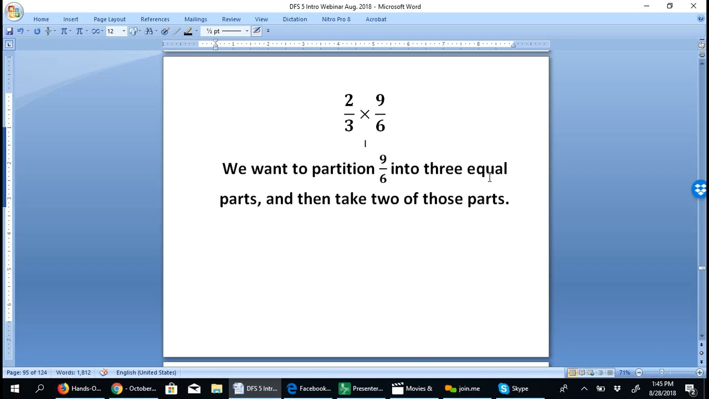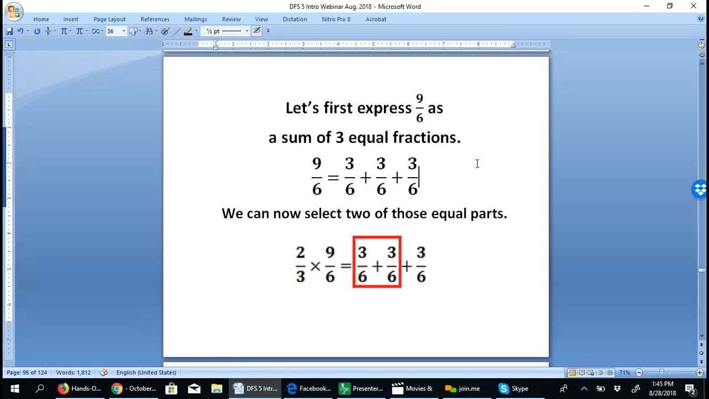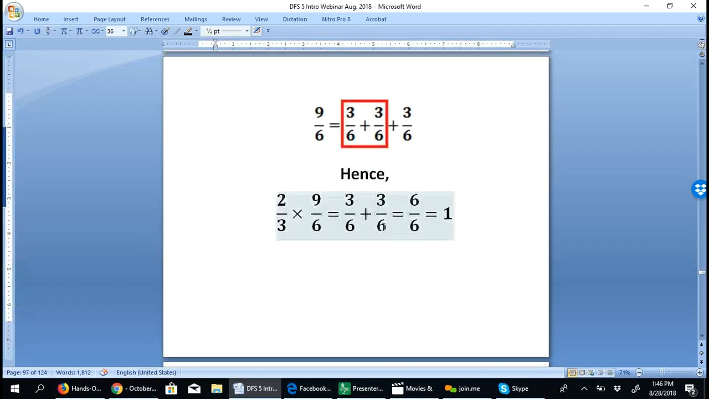If you partition 9/6 into 3 equal parts, each part is 3/6, because 3/6 plus 3/6 plus 3/6 is 9/6. And now, to take 2/3 of 9/6, we take 2 of those parts. And so the answer would be 6/6, or a whole. Okay, so 2/3 of 9/6 is a whole. So this is what I'm calling the symbolic partition approach.